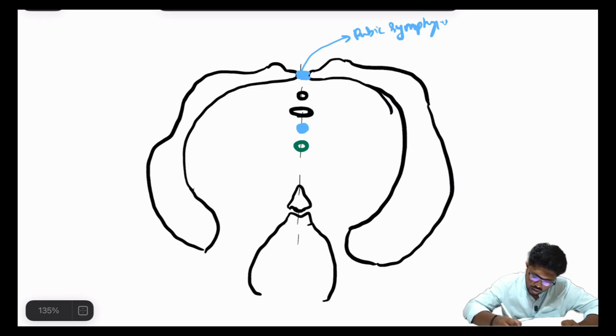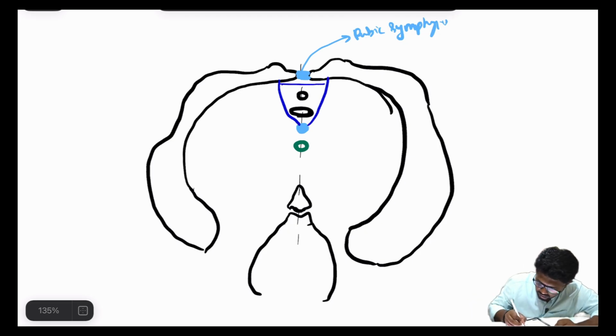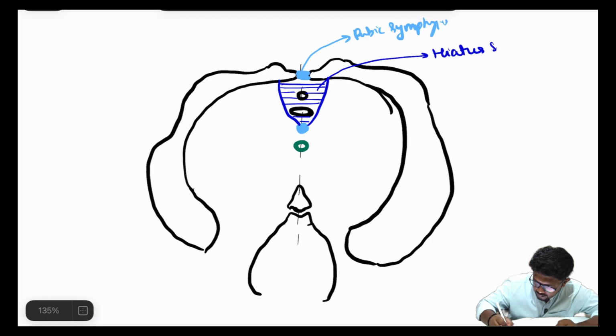Now this urogenital structure will be in the form of a gap, so that is also called hiatus semilunaris. So this is what? Hiatus semilunaris. Oh, sorry. Hiatus urogenitalis.